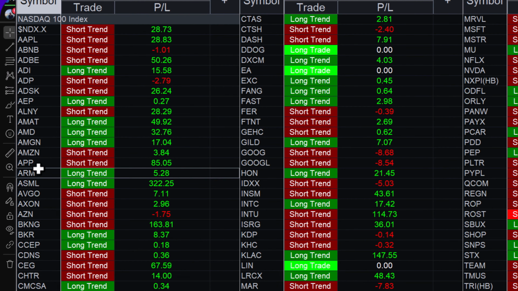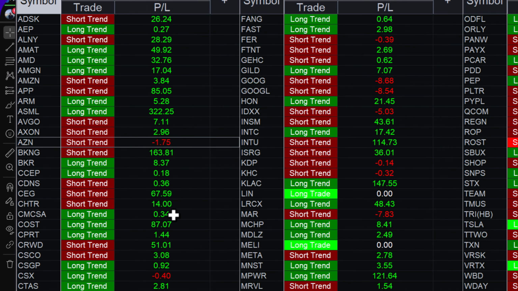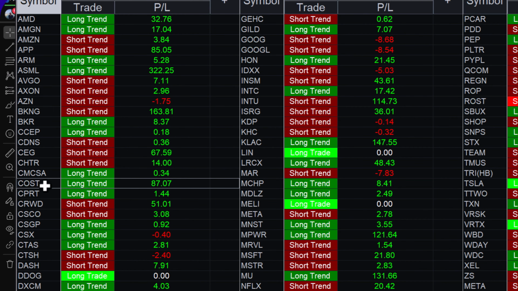You can see that's a big APP here, big mover. ASML been a big mover. Remember, if it's green, it's making that amount of points. If it's red, it's losing. AZN down $101.75. That's not a big one at all. Cost here, $87 up nicely.